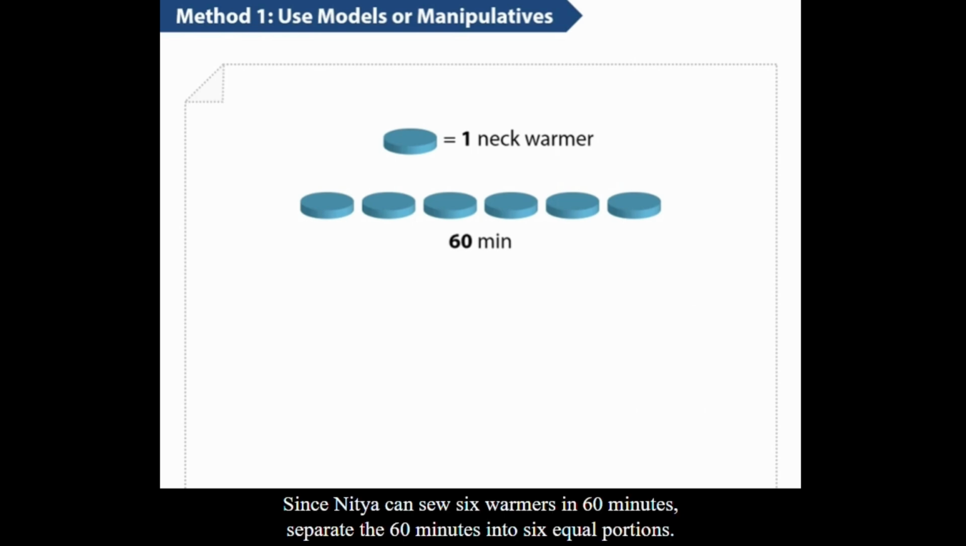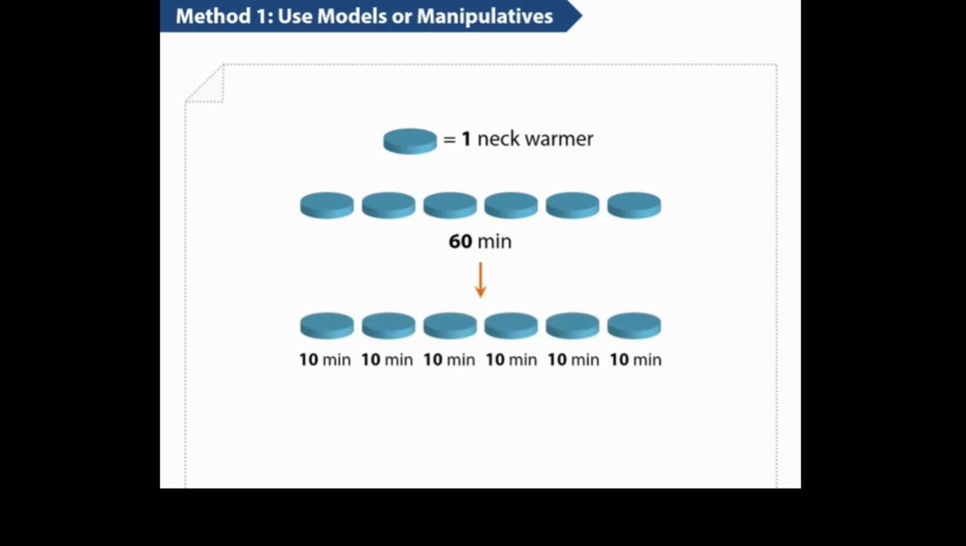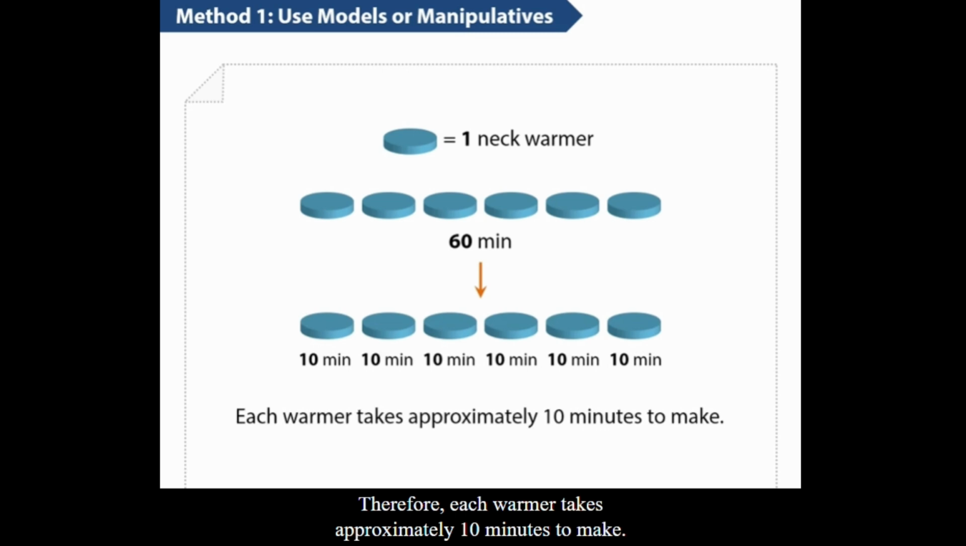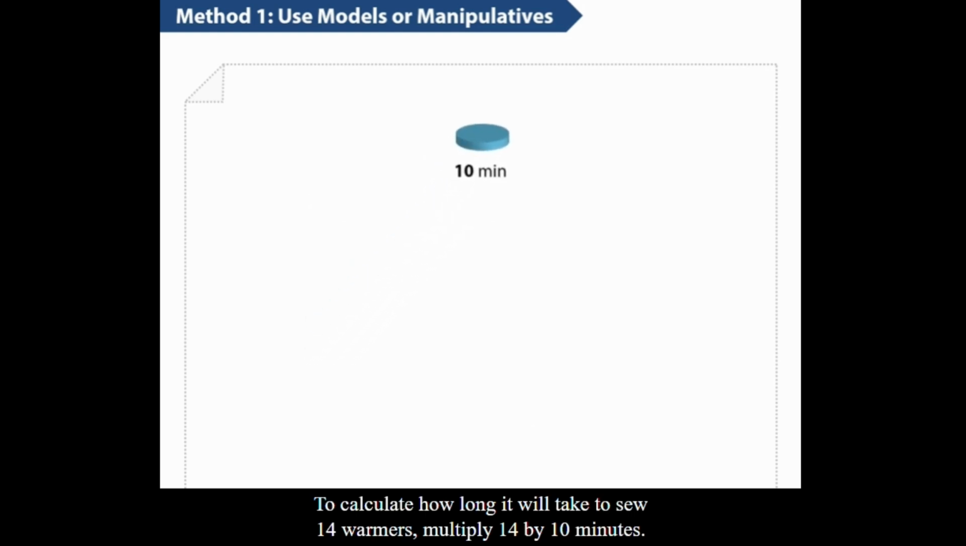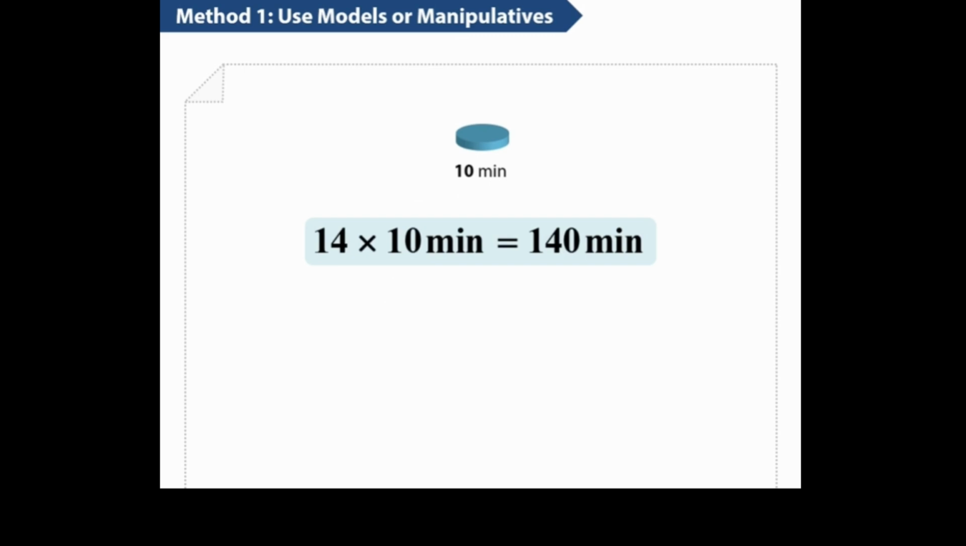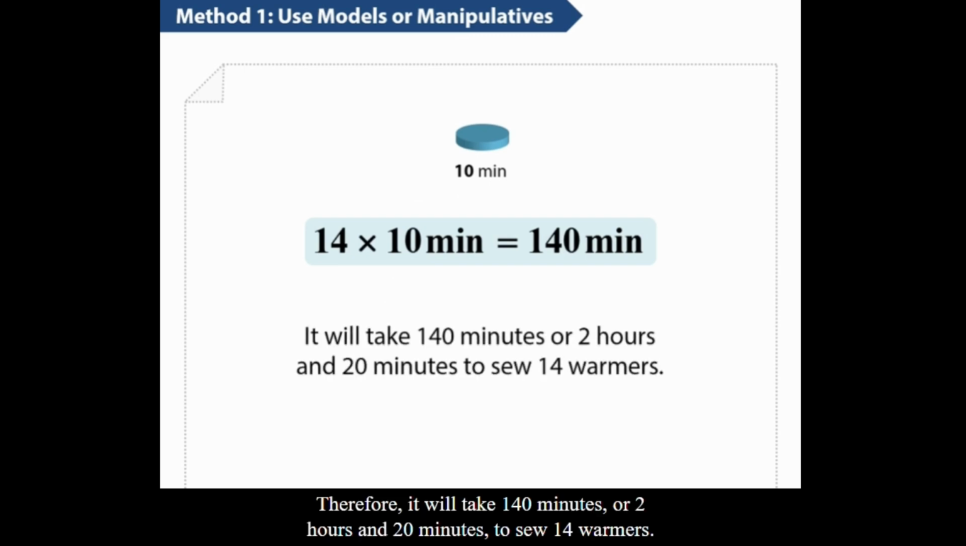Since Nitya can sew 6 warmers in 60 minutes, separate the 60 minutes into 6 equal portions. Therefore, each warmer takes approximately 10 minutes to make. To calculate how long it will take to sew 14 warmers, multiply 14 by 10 minutes. Therefore, it will take 140 minutes, or 2 hours and 20 minutes, to sew 14 warmers.